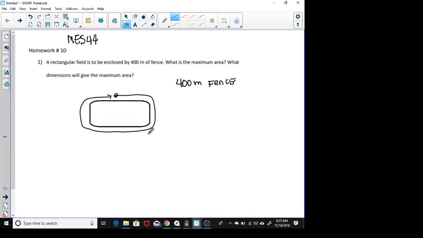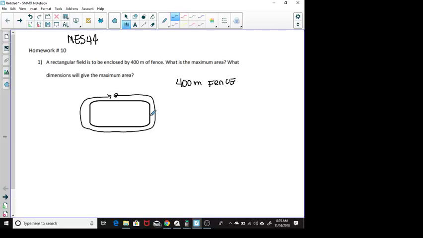Does that make sense to you? Can you visualize? You don't have to say yes, you just move your head yes or no. So I'm going to go around 400. Now the question is, what is the maximum area? What dimensions will give the maximum area? You could probably use a quadratic equation to do this, but you don't have to.